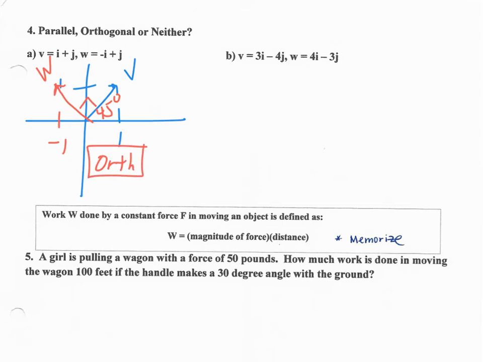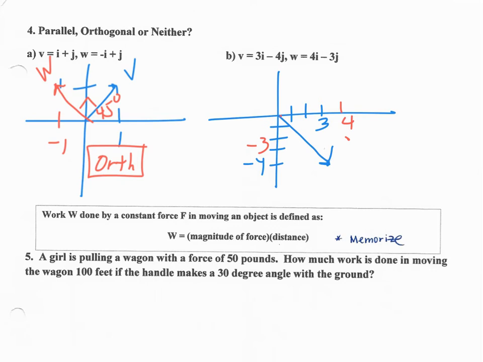All right, another quick example of that one. So V, 3 I's, 1, 2, 3, and negative 4 on the J's, 1, 2, 3, 4. There's V. And I do the same thing with W, 4 I's, negative 3 J's. So that's going to be down here. And I say parallel, orthogonal, or neither, even without any math, we should be able to say that, oh, that one's neither. So you don't need to show a whole lot of work for these.